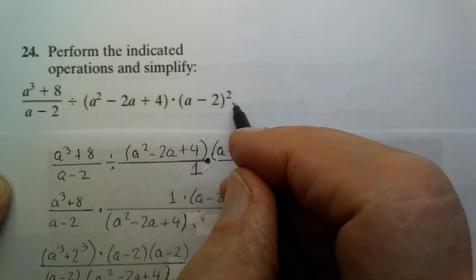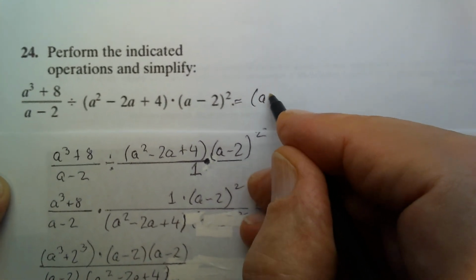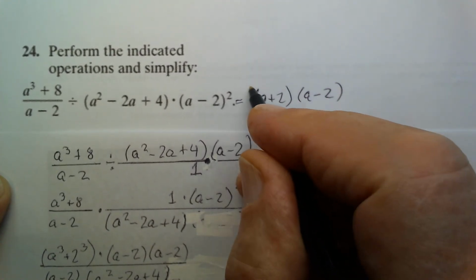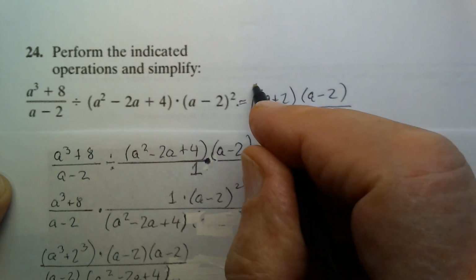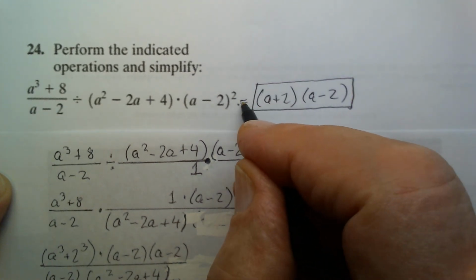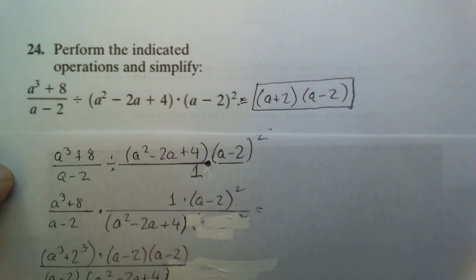Let's write that down. So that's a plus 2 times a minus 2. Who knew that such a complicated expression is equivalent to a very simple expression here in number 24. This concludes section 5.1.